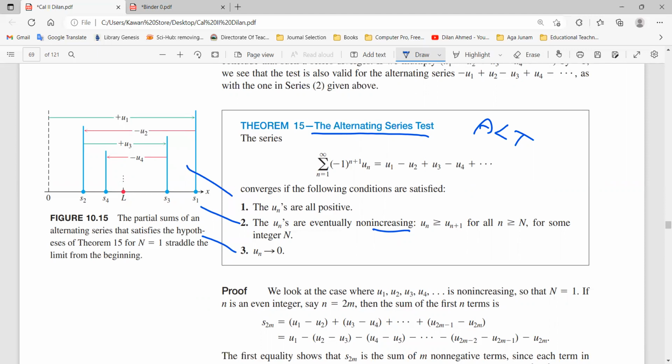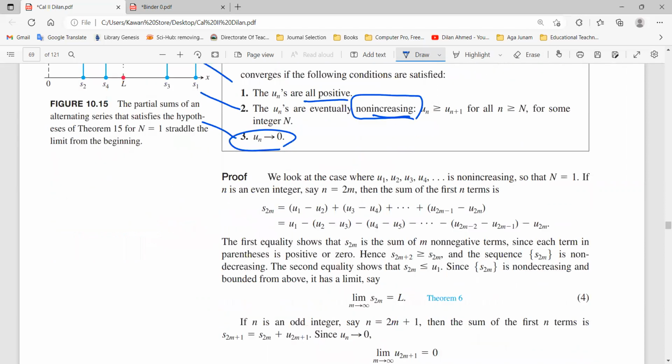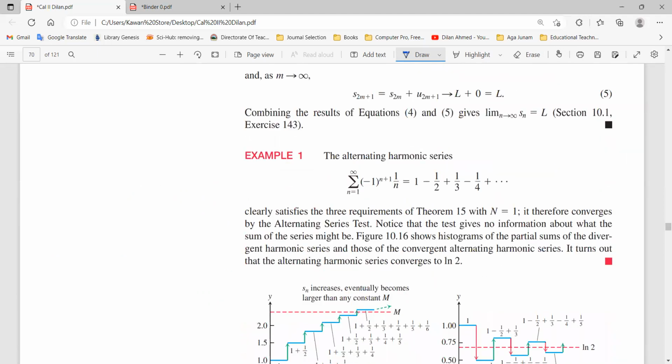The first, u_n are all positive. The second, non-increasing means decreasing. And the third, u_n should go to zero. Then we can use the alternating series test, okay? As usual, the proof is not included. Now I'm going to use it to solve the alternating harmonic series, to show convergent or divergent.